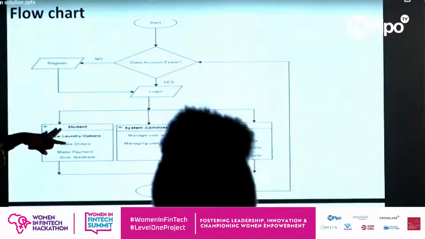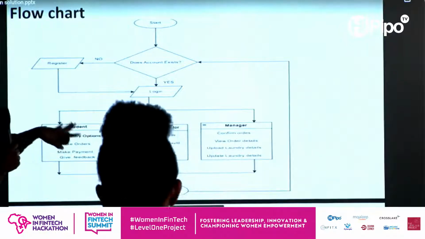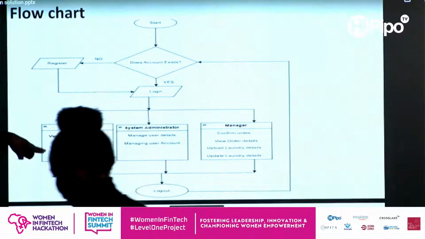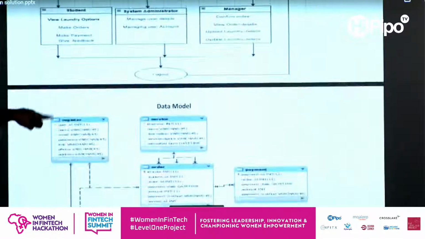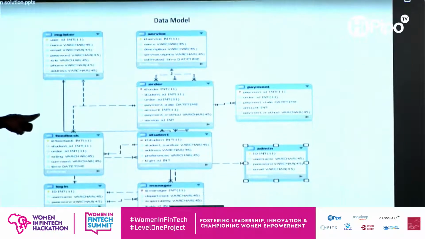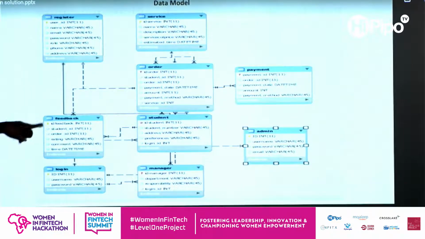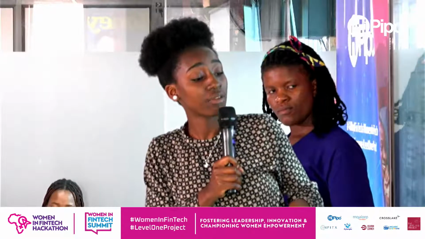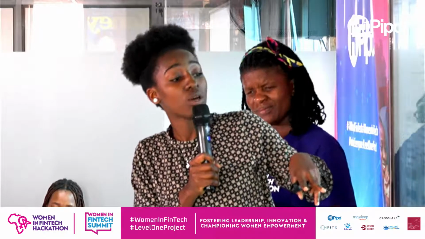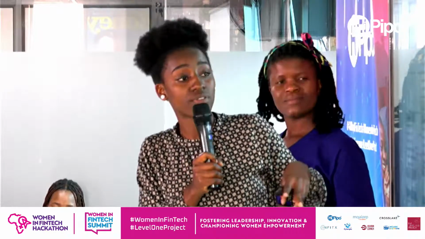The platform has a student, system administrator, and a manager, and each one has different roles. Then about our data models, you can see we have different tables relating to each other. For example, the major table here is the login table, and it has the primary key relating to the manager, the student, that is the user, and the admin, because they will all have to log in at specific times. Then we have the feedback table.